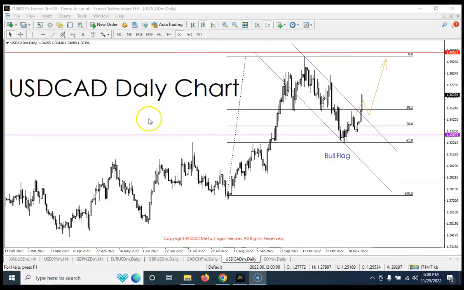So we are looking at the USDCAD daily chart. You can see that this is a bull flag, and my students who understand chart patterns know this. I'm a very good fan of chart patterns. I love chart patterns and I trade them a lot. 75 to 80 percent of the time, they turn out to be true, in the direction of the trade.